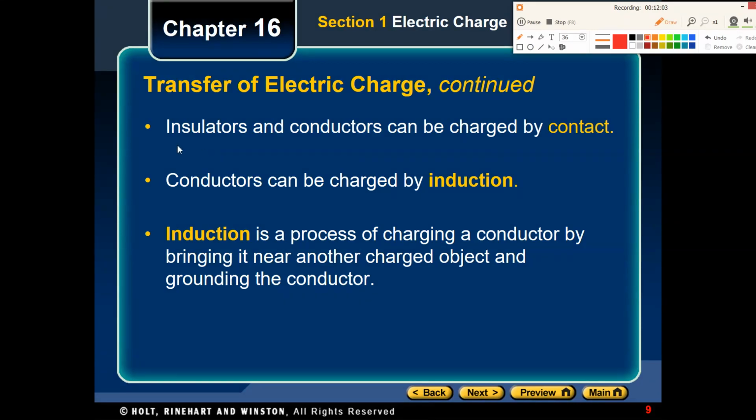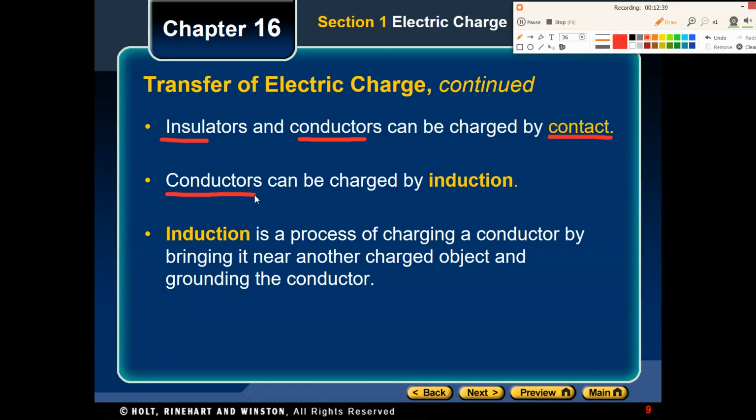So both insulators and conductors can be charged by contact. Basically, you have something that has a charge, for example, a battery. You can connect the insulator and conductor to a battery. So with the insulator or conductor in contact with a battery, both can be charged in this way.